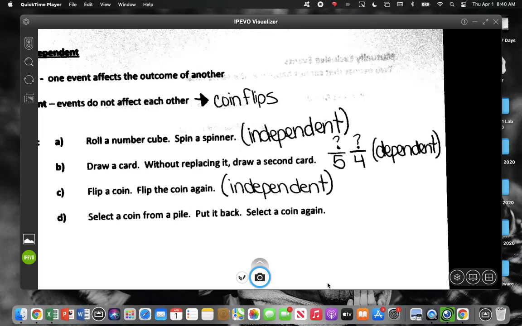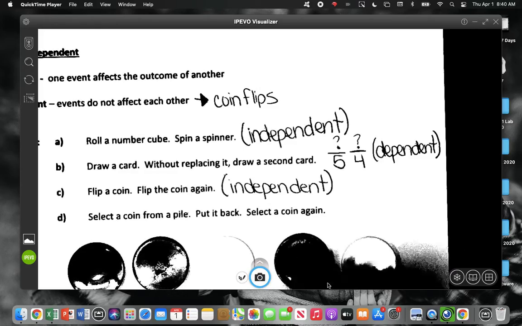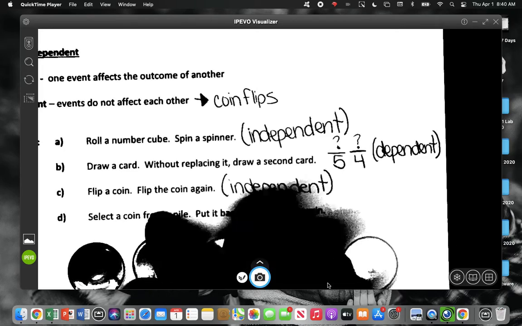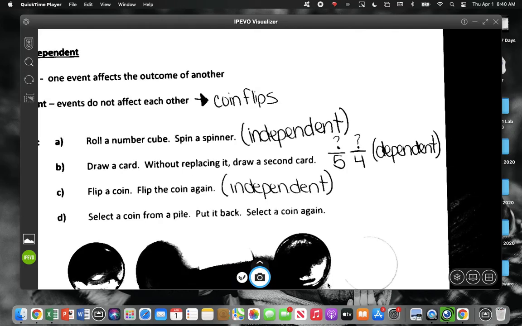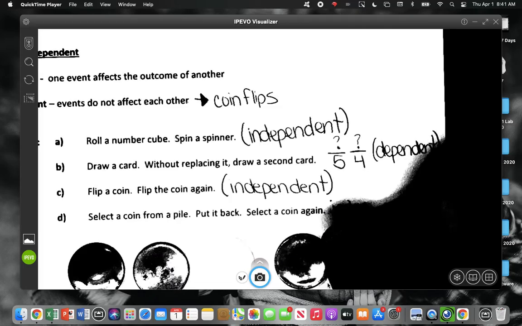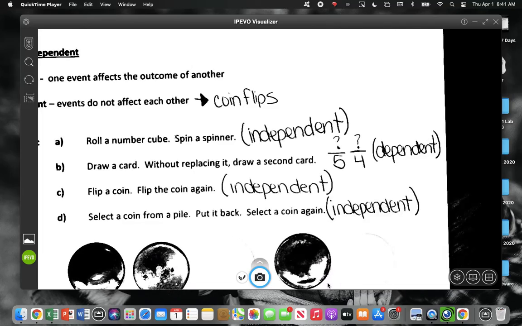All right, now we already went over C. Now take a look at D. It says select a coin from a pile. So let's just say we have a pile of coins. All right, I select a coin. The probability of me picking a coin this time is something out of 5. Now, if I put it back and select a coin, do I have the same probability, or did it change if I put it back? You have the same probability every time, so it doesn't change anything. So this one is independent because when you put it back, it's still out of 5. Nothing changes from the first event to the second event. So this one's independent.